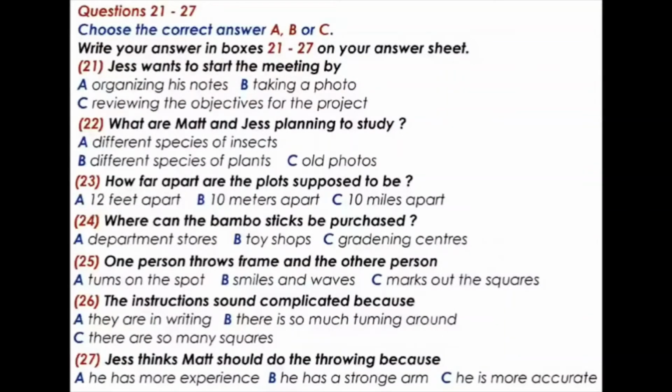This is the fun part. I remember this. Here we are. Make a 1-meter square frame using bamboo sticks available from the department stores. Yes, we've already done that. I know, I'm just reading the whole section. Okay. One person stands roughly in the middle of the chosen area and throws the frame. The other person uses a tape to mark out the square where the frame landed and returns the frame to the thrower.